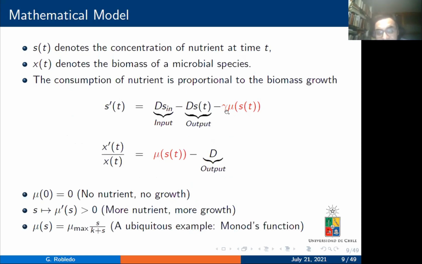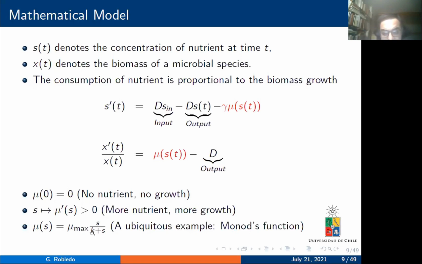This term is a function, mu. We will call it the growth function, and we will assume two properties. Fixed point at 0, we will assume that this function is differentiable and the derivative is positive. The most iconic example is the Monod function, and you can see this expression.